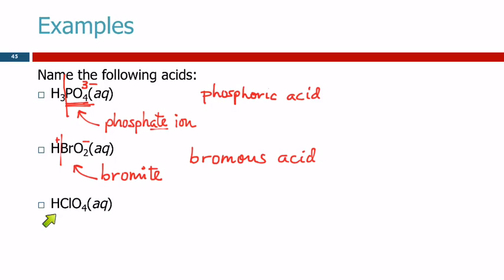How about this one? What's the name of the ion there? Perchlorate. Perchloric, yeah, perchlorate is, more caffeine will help. So this is the perchlorate ion, because it has 1 more oxygen than chlorate. So we change the ate to ic, and this is perchloric acid. Any questions?